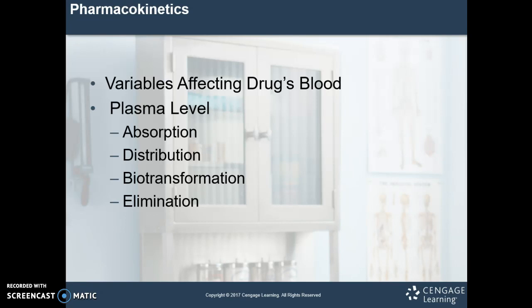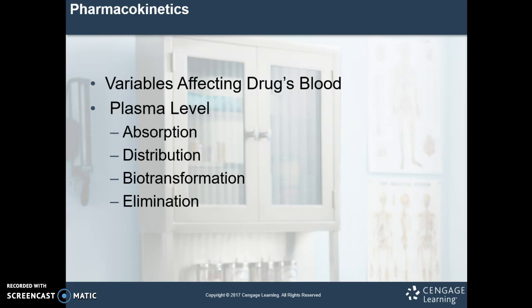First is absorption. This is how the drug gets into the body. Remember, if it's IV, it's already absorbed. But if it's in the stomach, it has to be absorbed through the stomach lining, body tissues, body fluids, and make its way into the blood vessels. If it's a topical medication, it has to be absorbed across the skin.